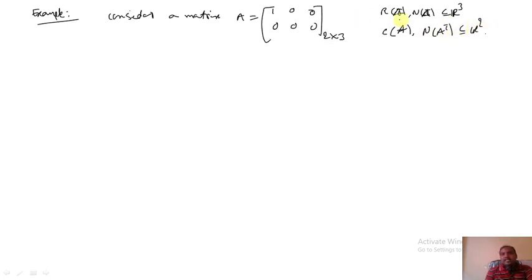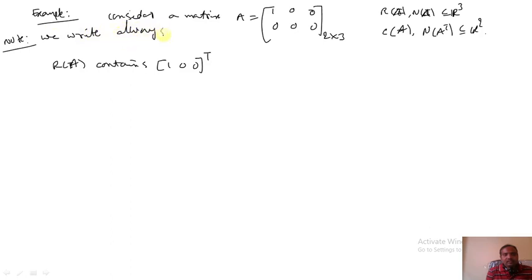What does the row space mean? It is the linear span of linearly independent rows. What are the linearly independent rows? Only one row is there. That means R of A contains only one non-zero row, (1, 0, 0) transpose. Note that we always write a column vector; if you write a row vector, use transpose. So R of A is a line in R3.